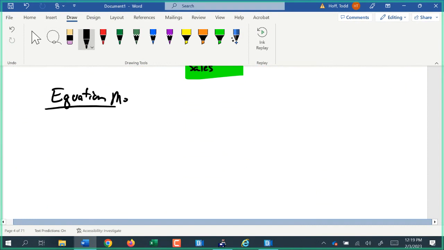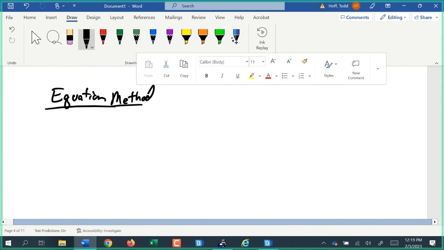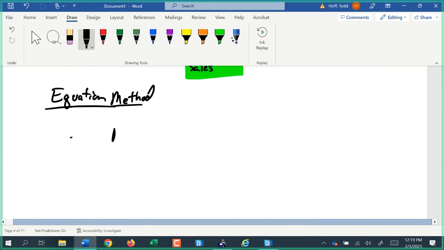And the equation method, basically it's just taking the rate method and putting it into a single formula where it says that portion of interest is simply equal to that base amount times the rate. And then we plug in the numbers and solve the equation.